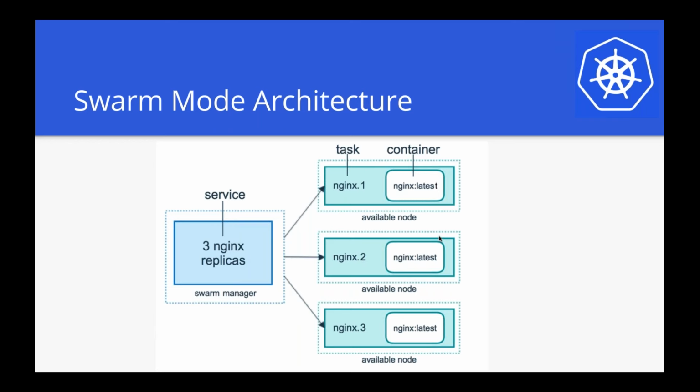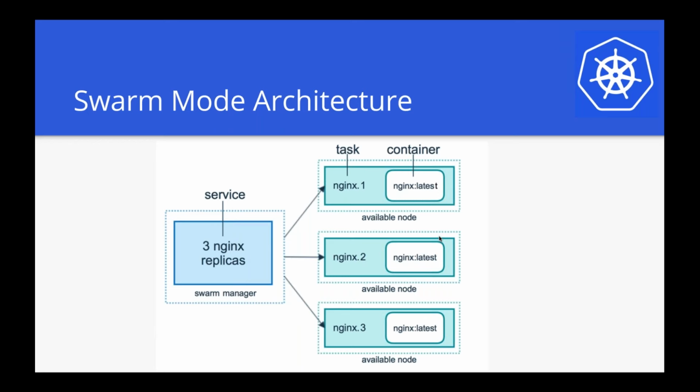You basically define a service which would contain the container name, which is the task, and the number of copies you need to run, along with the published port and the volume information. So this is one unit that contains a declarative description of what you want to do with your container.